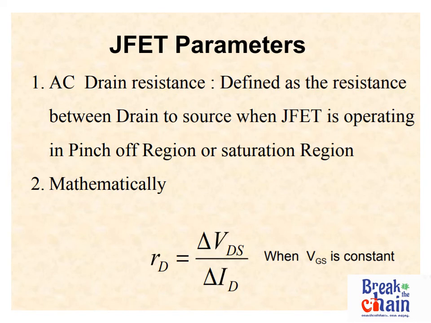Next, we are discussing AC drain resistance, which is defined as the resistance between drain and source when the JFET is operating in the pinch-off region or saturation region. Mathematically, rd is equal to delta VDS divided by delta ID when VGS is constant. That is very important: when VGS is constant, we are defining AC drain resistance.